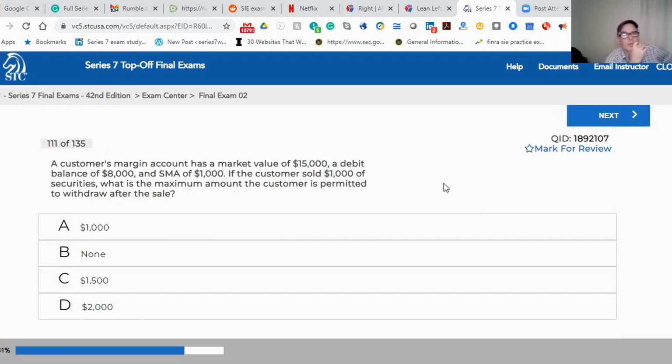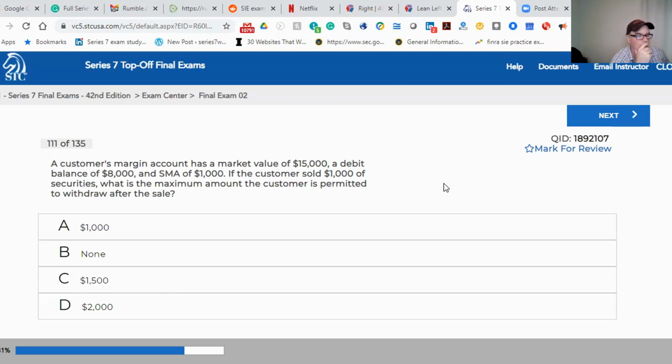Okay. A customer margin account has a market value of 15, a debit of 8, SMA of 1,000, so he's restricted because his equity is, so let's do this. At market value minus debit, my equity is 7,000. That's less than 50%, so I'm restricted, but the SMA is what it is.